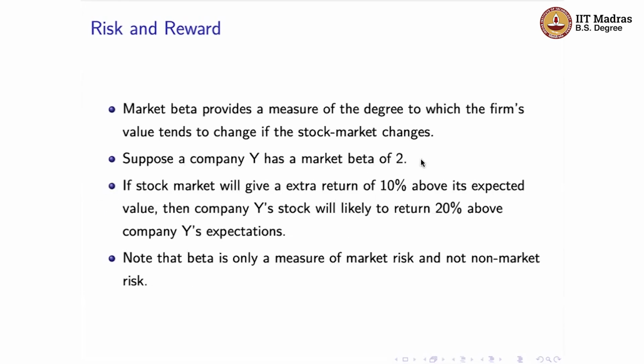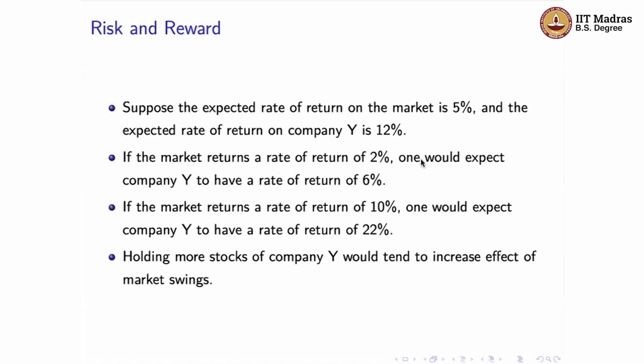For example, when we say that company Y has a market beta of 2. Similarly, if the market returns a rate of return of 10%, so that is 5% more than the expected rate of return, then having a beta of 2 would mean that we can expect the rate of return on Y to be 22%, which is 10% more. Why 10%? Because the market has 5% more, and a beta of 2 means 10%, and 12% plus 10% gives you 22%.